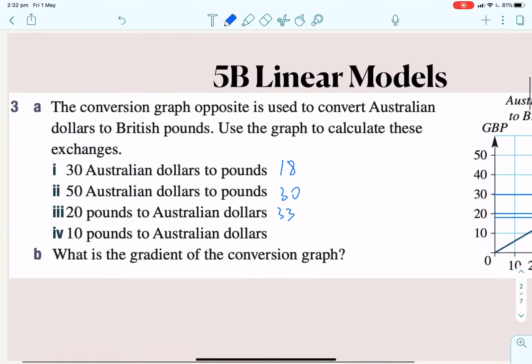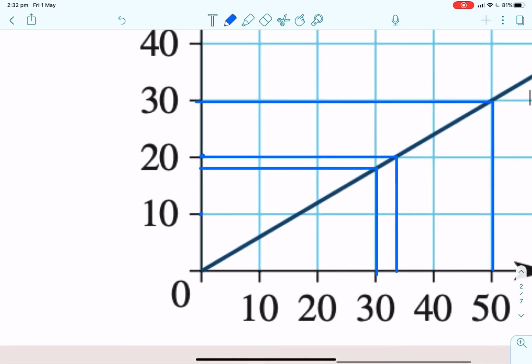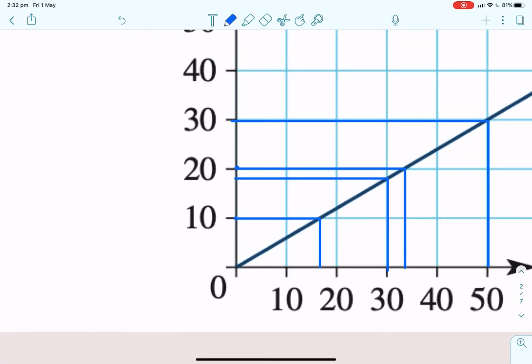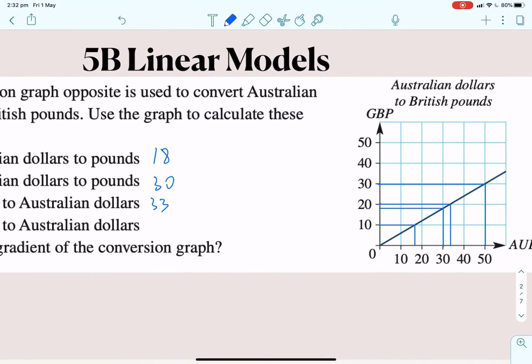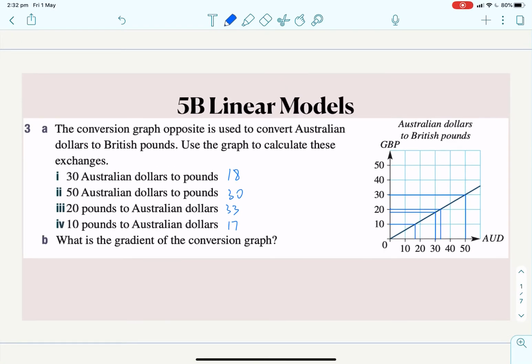And then 10 pounds to Australian dollars. So 10 is here, the Australian dollars, go across, and then you go down. It looked like what, 16, 17. Let's do 17 anyway. Okay, cool. So we know how to convert. We know how to read a diagram.